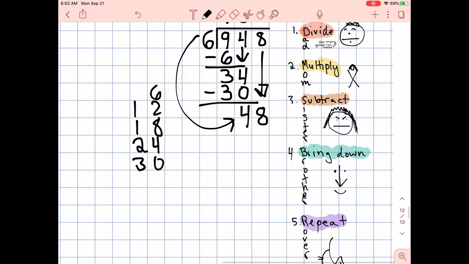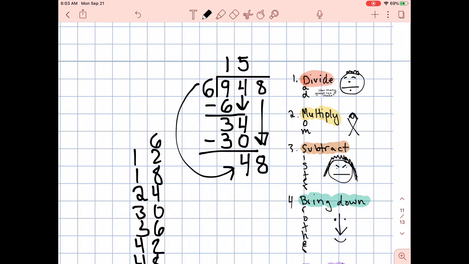I can go 6, 12, 18, 24, 30. Let's see, 36. And this time I'm trying to get up to 48. So how far can I go? We got 36. The next multiple would be 42. The next multiple of that would be 48. Here we go. How many groups is that? 1, 2, 3, 4, 5, 6, 7, 8.